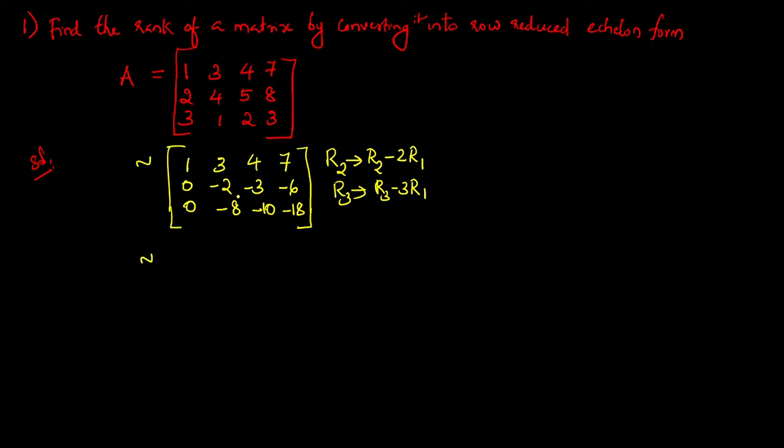Next, we have to make the second element of the second row 1. For that, use the row transformation R2 gives minus 1 by 2 R2. Multiply all the elements of the second row by minus 1 by 2. Then we get 0, 1, 3 by 2, 3.